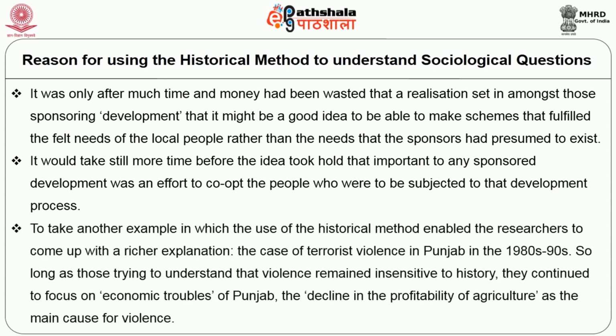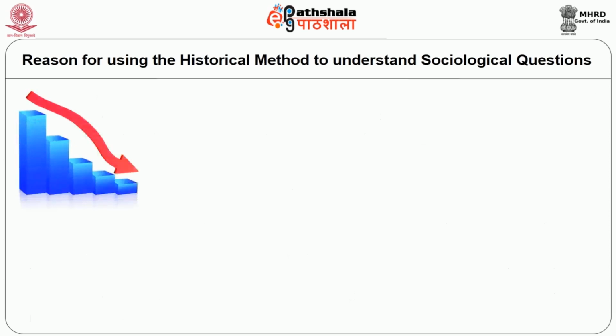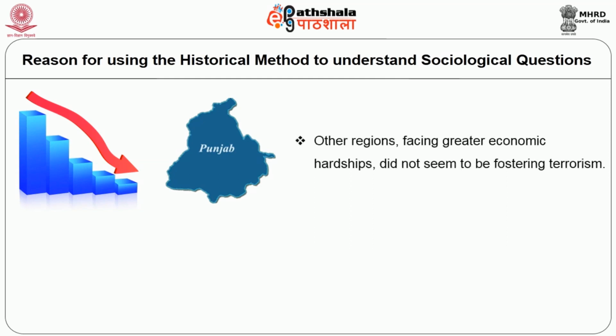To take another example, in which the use of the historical method enabled the researchers to come up with a richer explanation, it is the case of terrorist violence in Punjab in the 1980s and 90s. So long as those trying to understand that violence remained insensitive to history, they continued to focus on economic troubles of Punjab, the decline in the profitability of agriculture, as the main cause for violence. The problem, of course, was that this argument about decline in the economy of Punjab was being made at a time when Punjab was one of the most prosperous states in India. However, other regions facing greater economic hardships did not seem to be fostering terrorism.